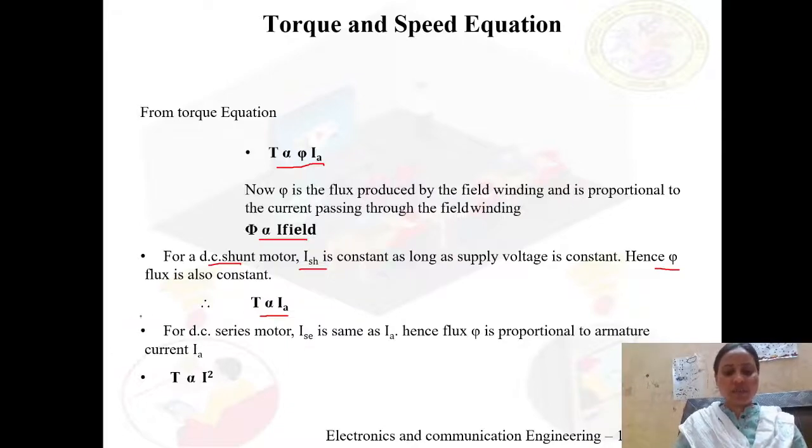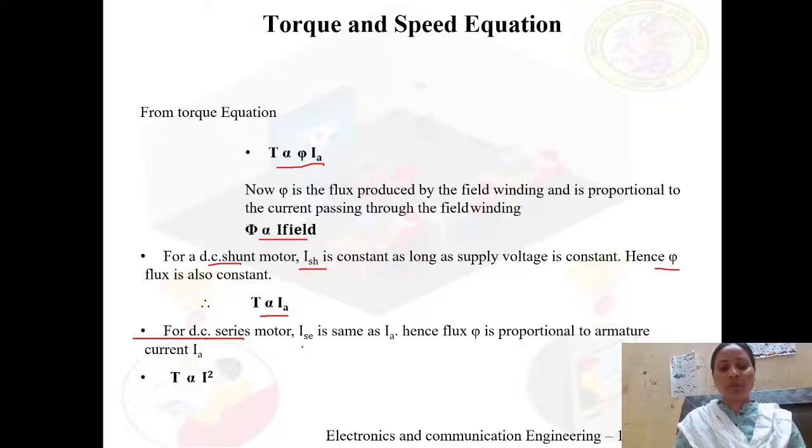Whereas in the case of a series motor, the series field winding current ISE is the same as that of IA. Therefore, we can write T proportional to flux into IA.